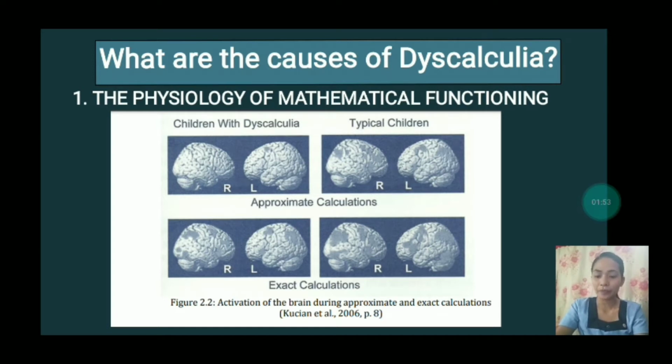In the picture, the brains of children with dyscalculia and typical children are compared. Cushion et al. 2006 note that during tasks involving exact calculations, both children with and without dyscalculia have the same level of brain activation. However, if a task requires approximate calculations, a smaller area of the brain seems to be activated for learners with dyscalculia.